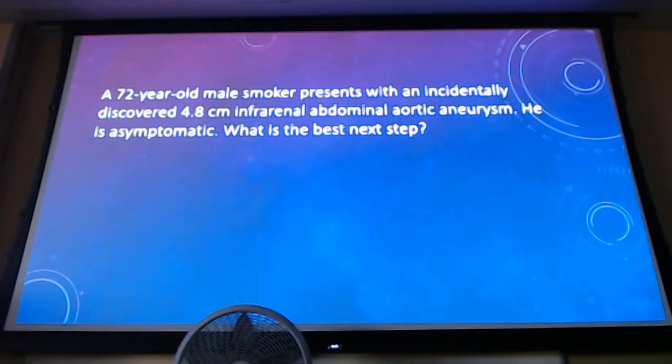Alright, a 72-year-old male smoker presents with an incidentally discovered 4.8 centimeter infrarenal abdominal aortic aneurysm. He's asymptomatic. What's the next best step? Blood pressure control. Sure. What are we going to do? Abdominal ultrasound. What are our management strategies? Is this an immediate vascular consult? No, it's asymptomatic and less than 5.5, right? So what are we going to do? Monitor. Annually monitor.